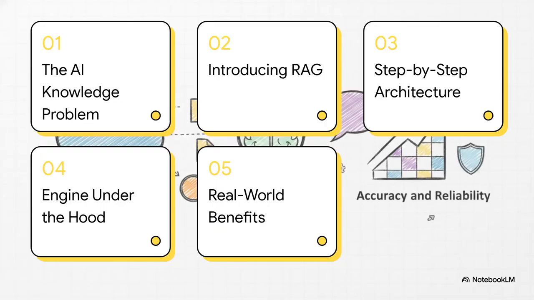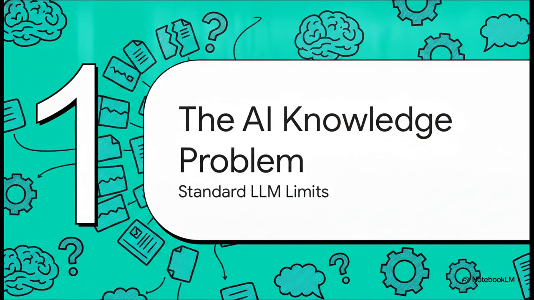So here's our game plan for today's explainer. 1. The AI knowledge problem. 2. Introducing RAG. 3. Step-by-step architecture. 4. The engine under the hood. And finally, 5. Real-world benefits. Let's get into it. All right, part 1, the AI knowledge problem.